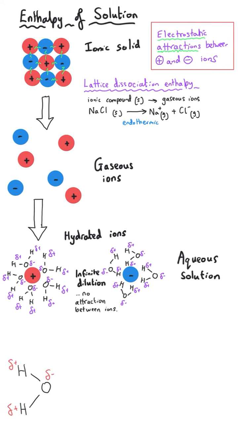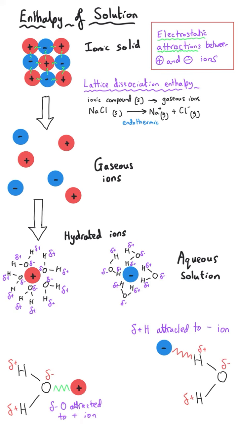Some regions of the water are delta minus, specifically the oxygen atom, and some are delta positive, and that will be the hydrogen atoms. And so what we get is the delta positive hydrogen atoms in the water molecule are attracted to the negative ion from whatever the ionic compound was. And similarly, the oxygen atom from the water molecule will be attracted to the positive ion from the ionic compound. And these form new attractions.